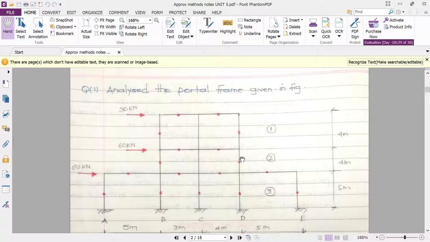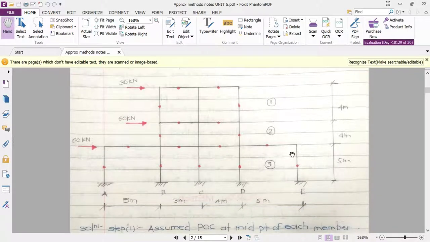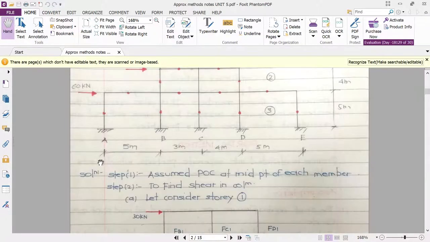Analyze the given portal frame as shown in the figure. As this is a portal frame, we have to divide it into a number of shear points. Each shear point will act exactly at the center of the span of each portal frame. There are three horizontal forces acting, that is 30 kilonewton, 60 kilonewton and 60 kilonewton, at the different levels of the story. The total height of the building is 5 plus 4 plus 4, that is equal to 13 meters, and at the base the dimensions are given like this.